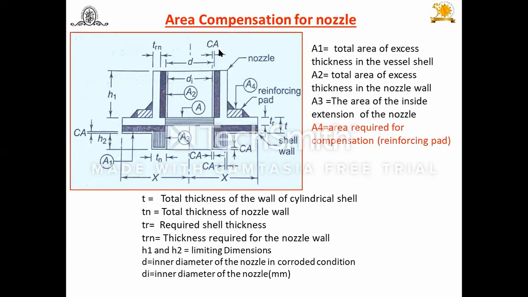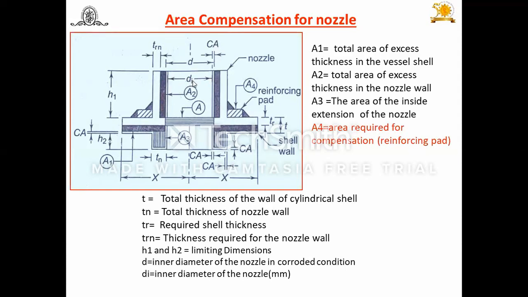Why is corrosion allowance provided? In an earlier session I already explained that it takes care of thinning because of oxidation or chemical reactions. Here CA indicates the corrosion allowance which is provided. Now here this small d, what we have seen is that this small d is the inner diameter of the nozzle in corroded condition. Corroded means when corrosion is considered, that means we add a CA, that the D plus T, you will get the DI here.